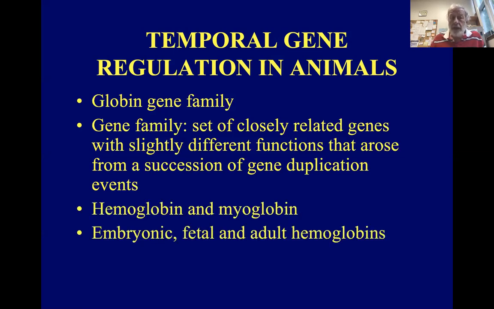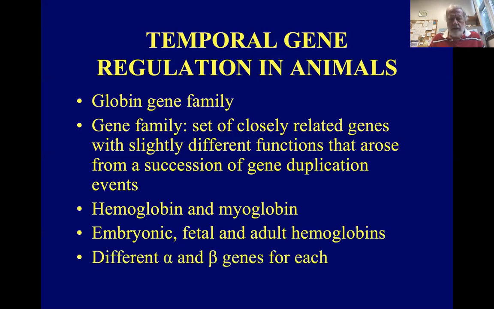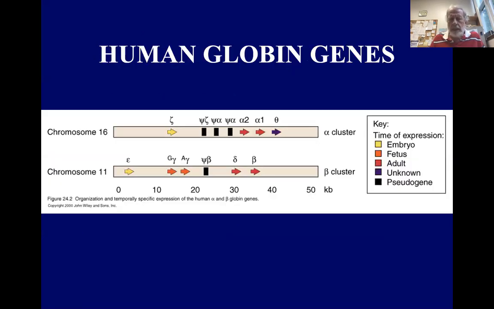Hemoglobin and myoglobin make up the globin gene family, and there are embryonic hemoglobins, fetal hemoglobins, and adult hemoglobins. So these genes are turned on during different parts of animals' life cycle. And there are, of course, different alpha and beta genes for each on different chromosomes even. This shows the human globin genes. So on the top row, the alpha cluster is on chromosome 16. The beta cluster is on chromosome 11 in the bottom row.